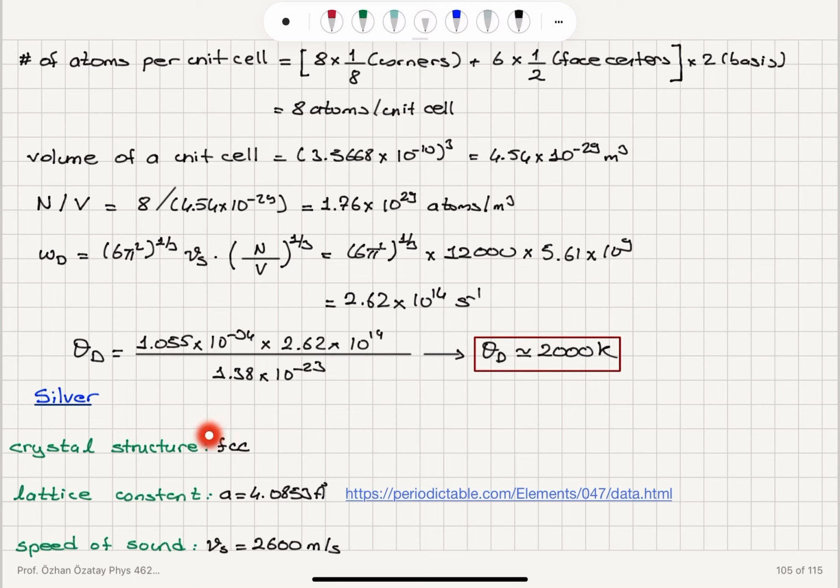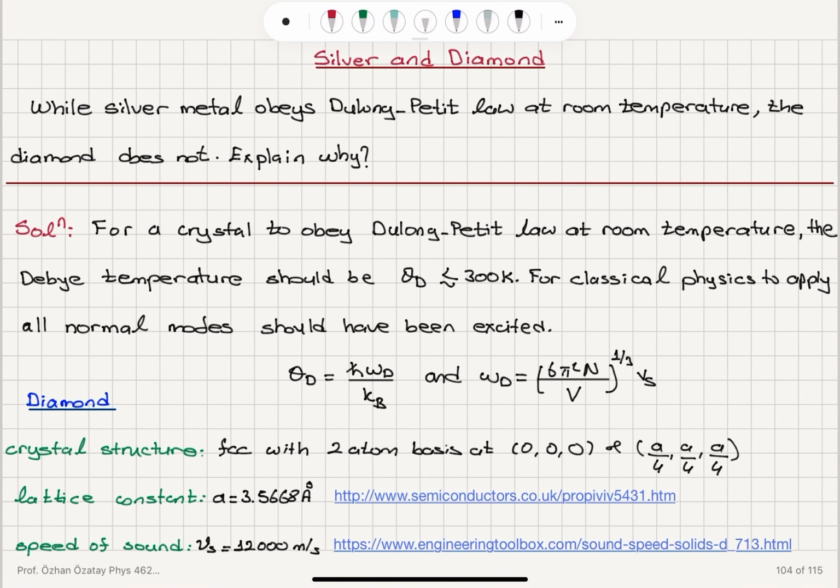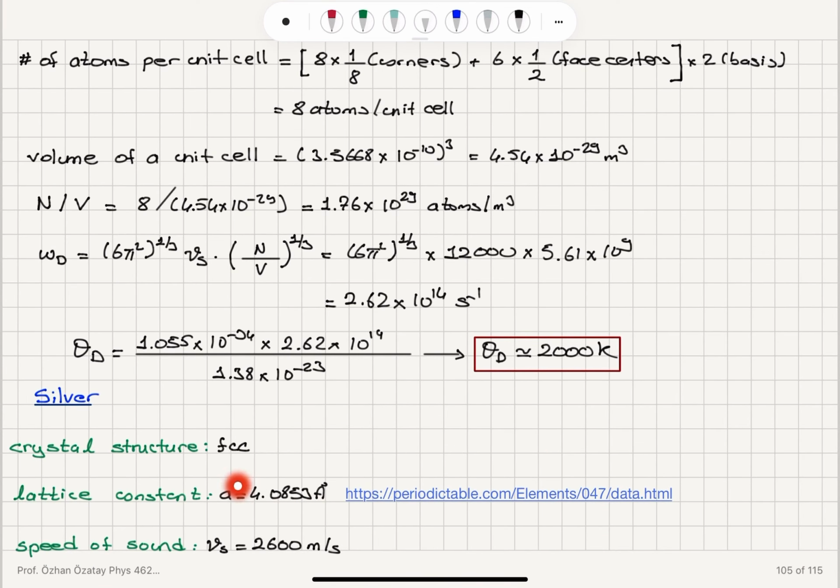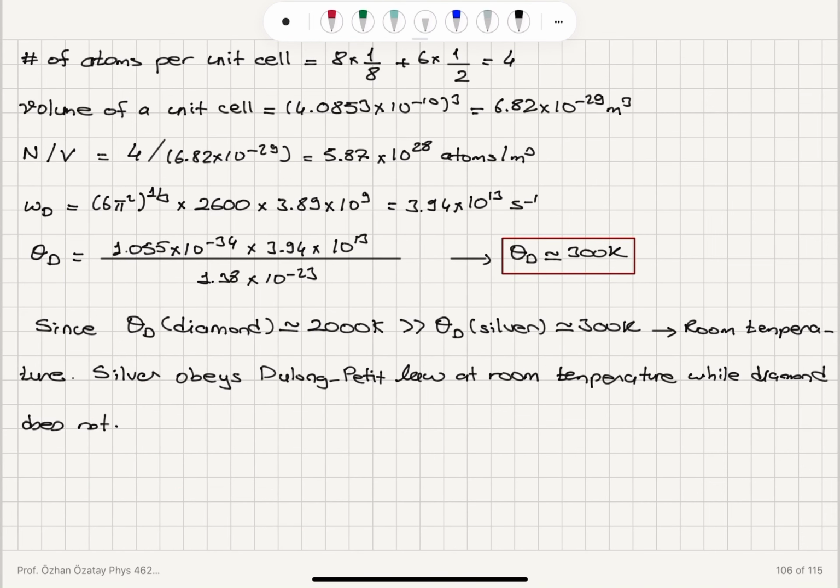For silver, which has FCC structure and speed of sound 2600 meters per second, the lattice constant is a bit higher, about 4 angstroms. We obtain a Debye temperature of 300 Kelvin. So since the diamond Debye temperature is much greater than the silver Debye temperature, at room temperature not all the normal modes are excited for diamond, therefore it does not obey the Dulong Petit law while silver does.